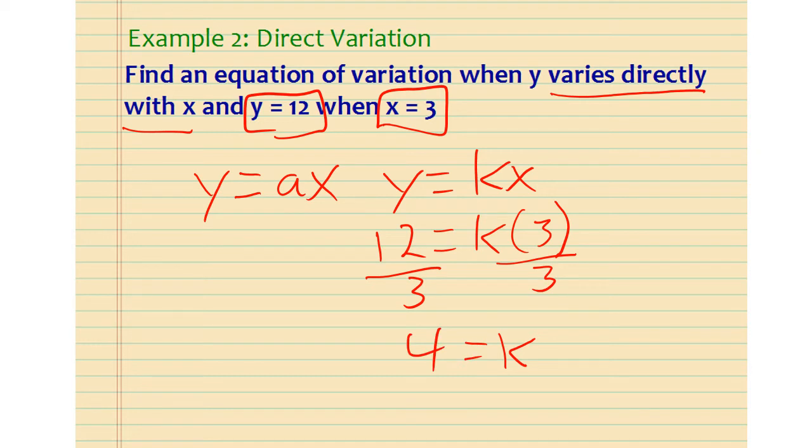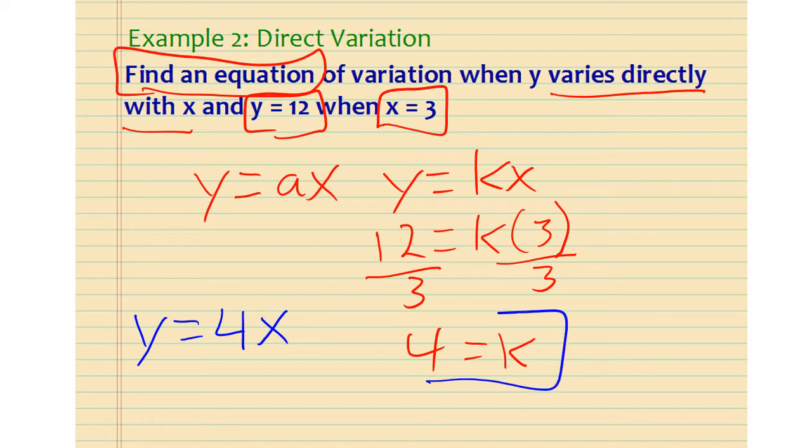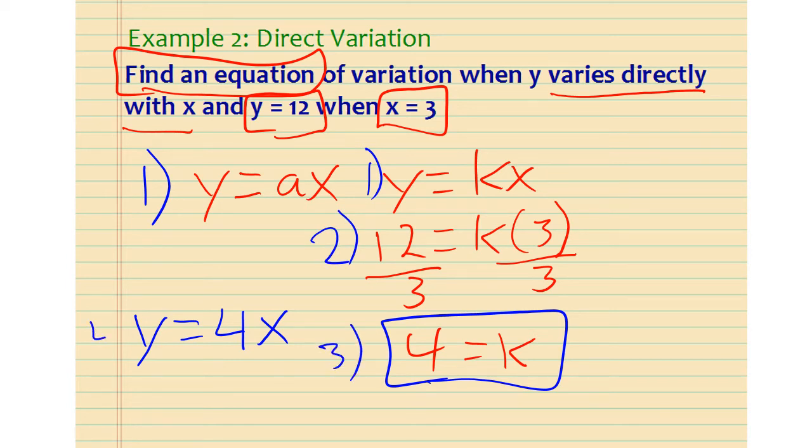Am I done? No, not quite. I need to write the equation. It says find an equation. That means I'm going to write y equals 4x, because I figured out k is 4. It's a 4-step process. Step 1, write y equals ax or y equals kx. Step 2, plug in the numbers. Step 3, solve for k. Step 4, write your equation.